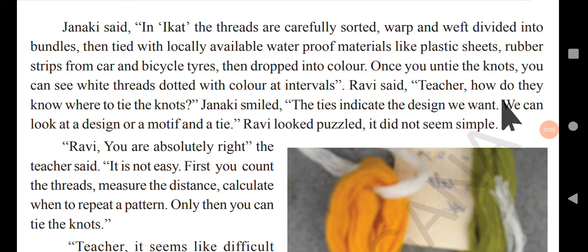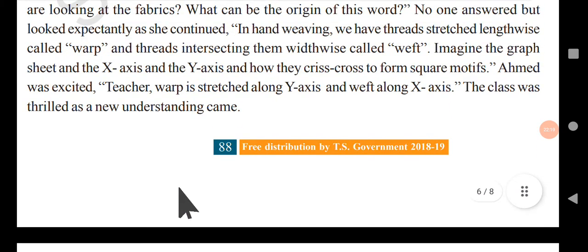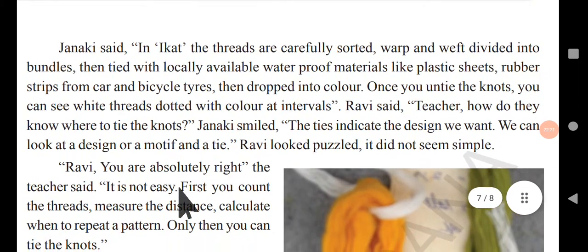Ravi said, "Teacher, how do they know where to tie the knots?" Janaki smiled. "The ties indicate the design we want. We can look at the design or a motif and tie." Ravi looked puzzled. It did not seem simple. So immediately Ravi said, "Teacher, it's okay to tie, but how do they know where to tie?" And Janaki, the teacher, smiled and said, "See, the ties indicate the design we want."